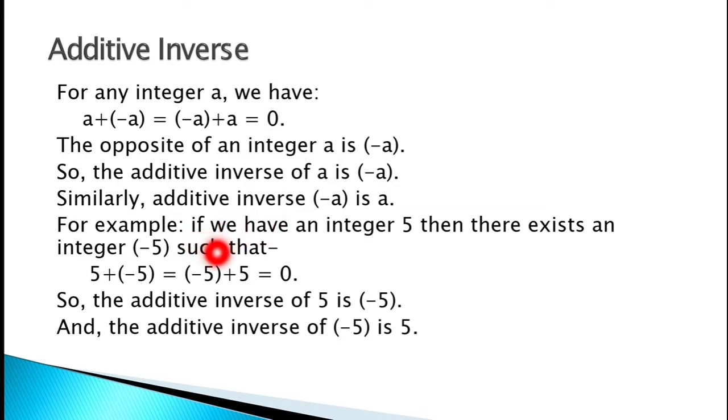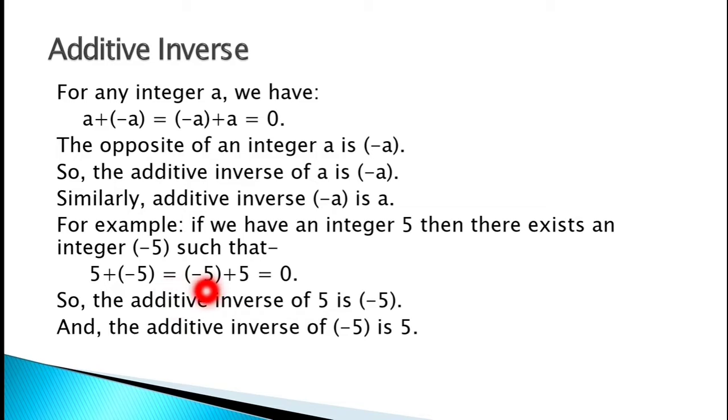For example, if we have an integer 5, then there exists an integer minus 5 such that when 5 is added to minus 5 or minus 5 is added to 5, we have the result of 0. So from this expression, that is 5 plus minus 5, we can say that minus 5 is the opposite of 5, and it is such an integer which when added to 5 gives the result of 0. So we can say that the additive inverse of 5 is minus 5, because minus 5 when added to 5, we have the result of 0.